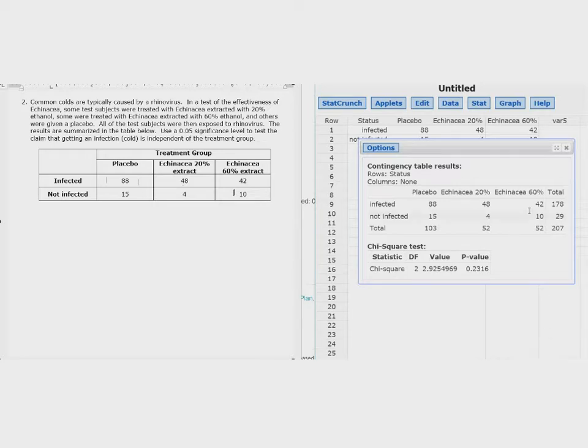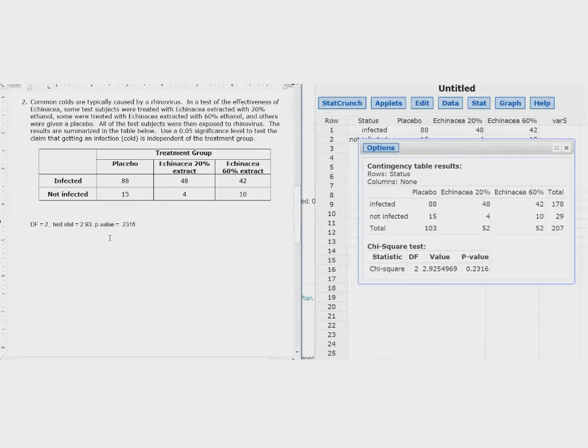Okay, so it should give us back our table. It also gives us a total row and a total column. And then it tells us our degrees of freedom. And this, where it says value, that's our test statistic, and our p-value is under p-value. So we have all the information we need. Our degrees of freedom is 2. Our test statistic is 2.93. Our p-value is 0.2316.